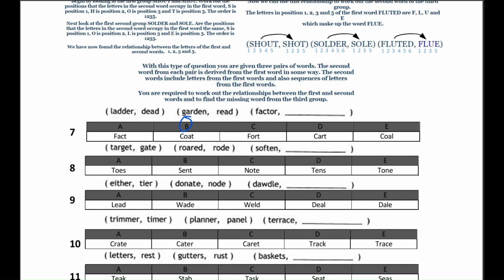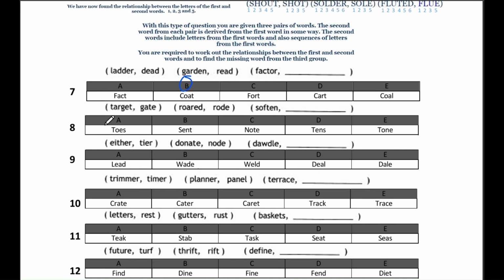Question number 8. We will now look at question 8, which follows the same format. Our first 2 pairs of words are target, gate, and roared, road.